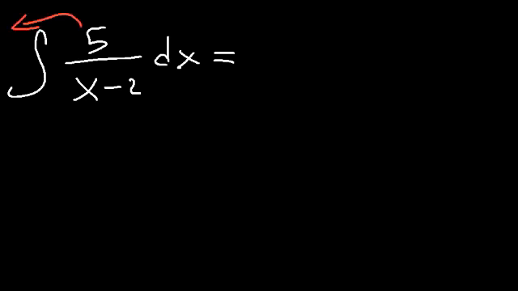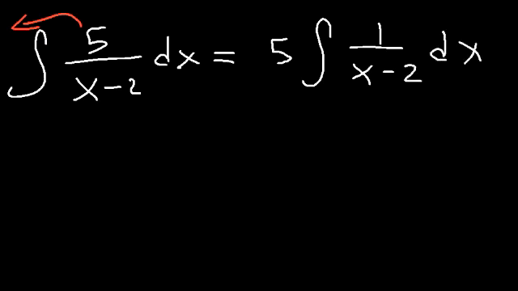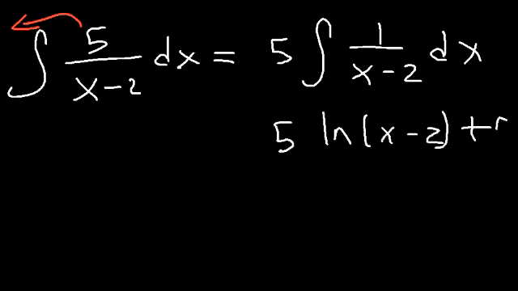Now what about this one? What's the antiderivative of 5 over x minus 2? If you want, you can move the constant to the front. So this expression is equivalent to 5 times the integral of 1 over x minus 2 dx. And this portion is equal to ln x minus 2, and just multiply it by 5. So this is the answer.